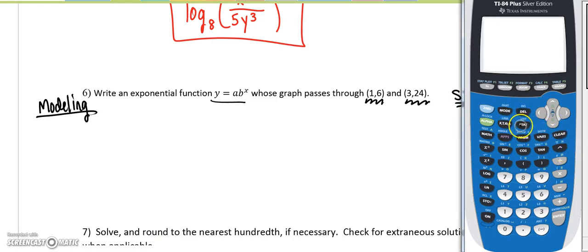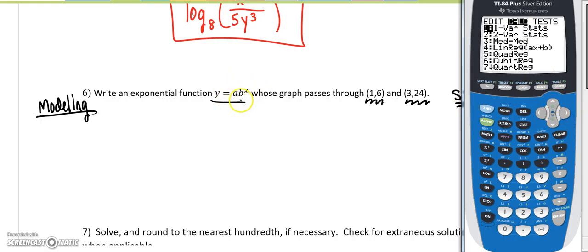In here, you're going to press the stat button, and you're going to go to edit, and type in those points into L1 and L2. So let me clear out what I have. So 1, and then 1, 6, and my next point is 3, 24. Alright, once your points are in, go ahead and quit out. Go back into stat, but this time go over to calculate.